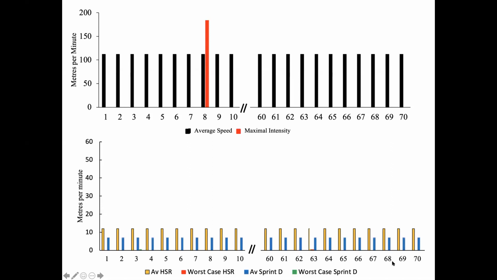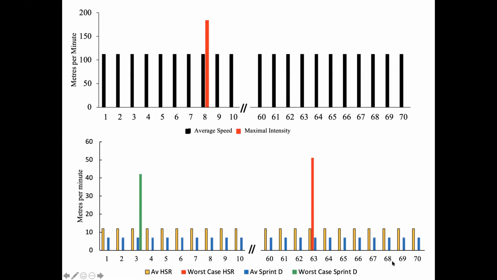Likewise, if we go to the bottom of the screen and we look at the yellow bars, which represent the average high-speed running distance per minute, we see that on average, hurlers cover 12 meters per minute. And the blue lines represent the sprint distance per minute, which is 8 meters per minute. And this, again, is averaged out over the 70 minutes. However, the maximal intensity period for high speed running is actually 54 meters per minute, and for sprint distance is 42 meters per minute.